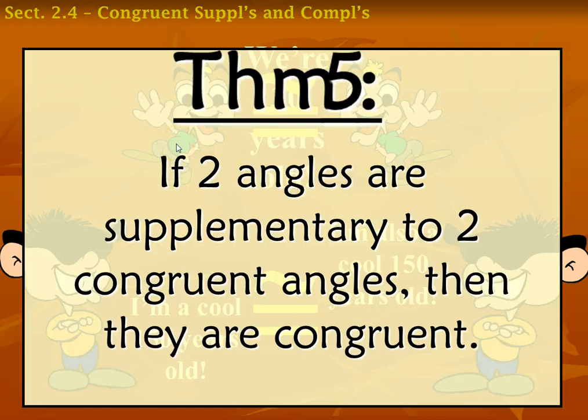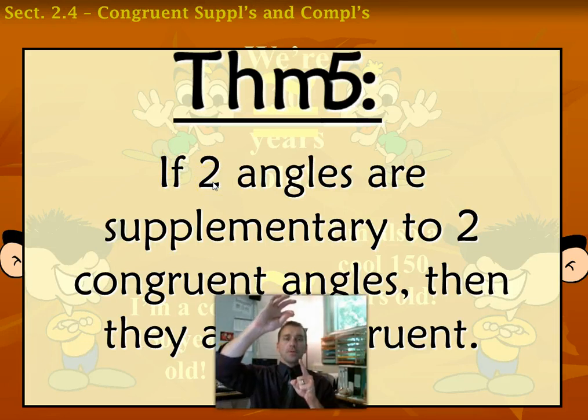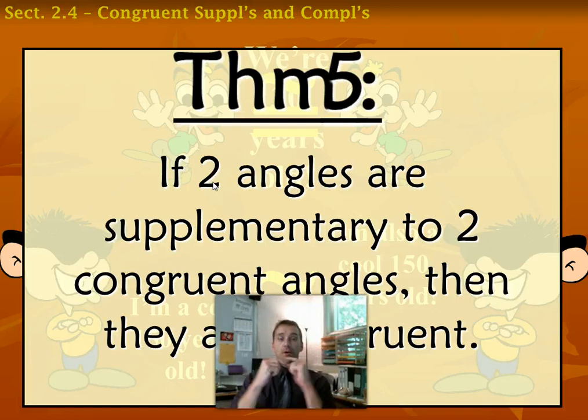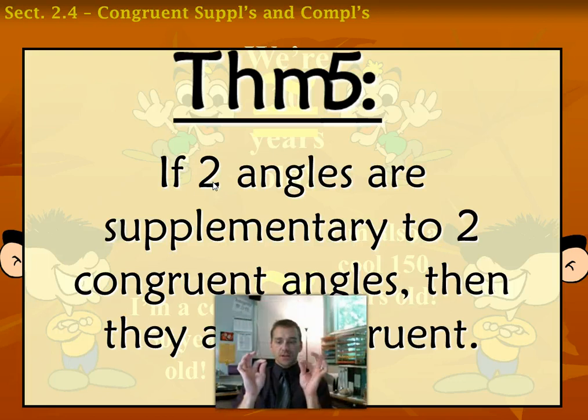There you go. Nothing more than that. Go back and listen to it again. Go back and watch the example. So far, we've done 2 supplementary things to 1. If we have 2 supplementary to 1, these 2 things are congruent. Then this one says if I have 2 things that are supplementary to 2 congruent things, then that makes these things down here congruent to each other. Happens that way all the time.